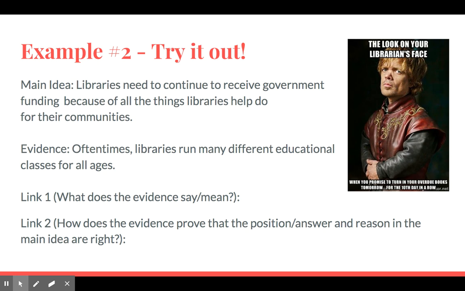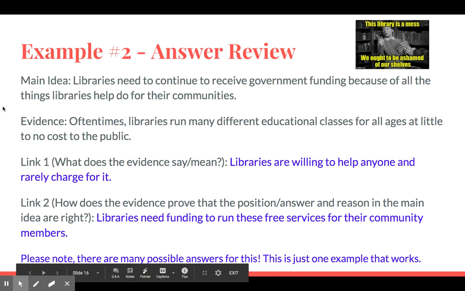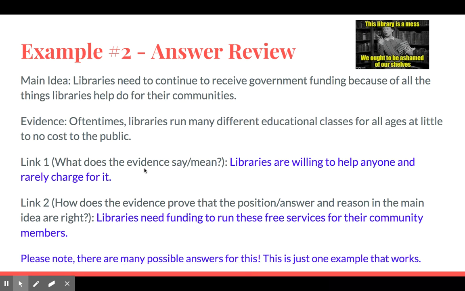Okay, let's check out what we could have possibly put for this link. So same main idea, same piece of evidence. We're talking about libraries. Link 1, what does this evidence say or mean? Libraries are willing to help anyone and rarely charge for it. So we're just kind of paraphrasing our evidence up here. We're expanding on it and making it easier to understand. The libraries have all this stuff going on, and really they don't charge the public for it.